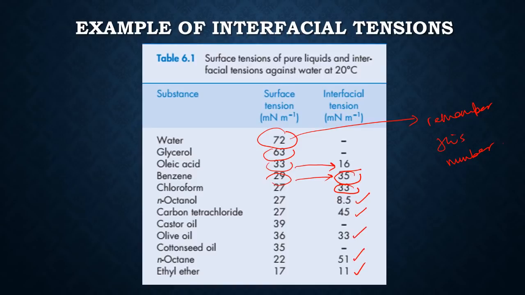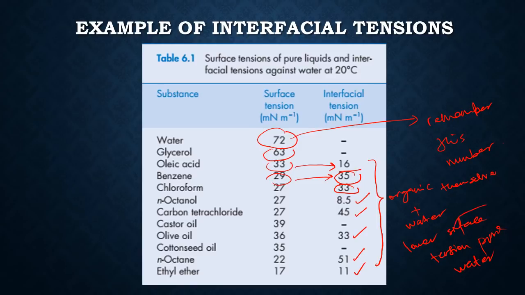And if you notice, for the organic solvents themselves, their own value is their surface tension, and when they have an interfacial tension with water, it will always be lower than the surface tension of pure water, because pure water always has a very high surface tension, which is 72. And please remember this number.